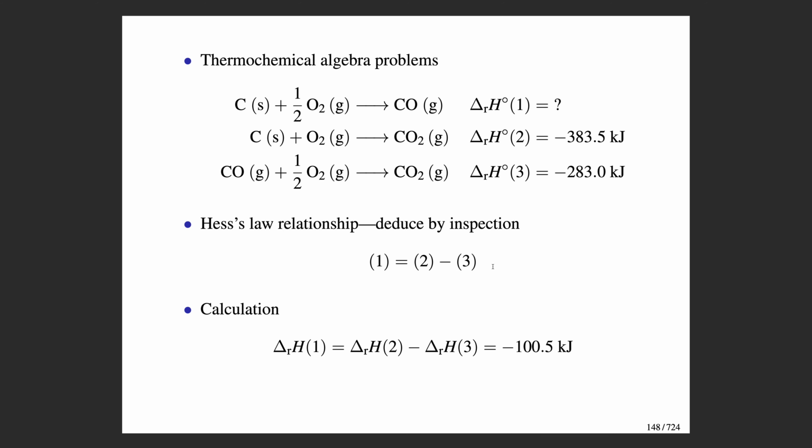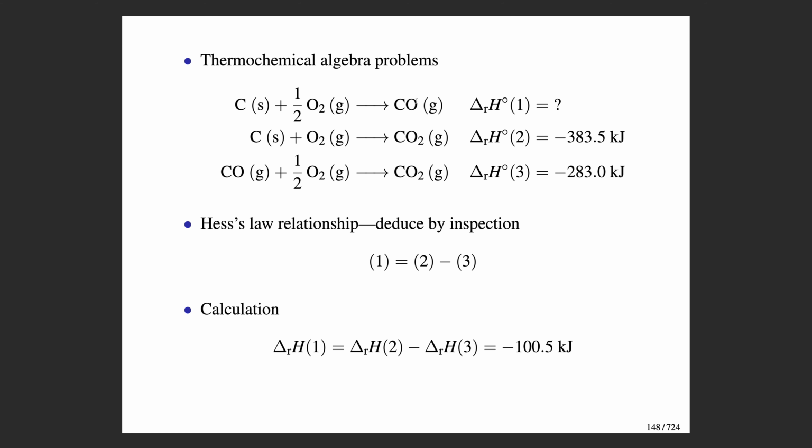Here is a practical example of Hess's law using what I call thermochemical algebra. Let's suppose that we are interested in knowing the formation enthalpy for carbon monoxide gas. You see that we've got carbon, this would be graphite, and you've got oxygen gas, and they're combining to make carbon monoxide gas. So what is the enthalpy of formation of this?